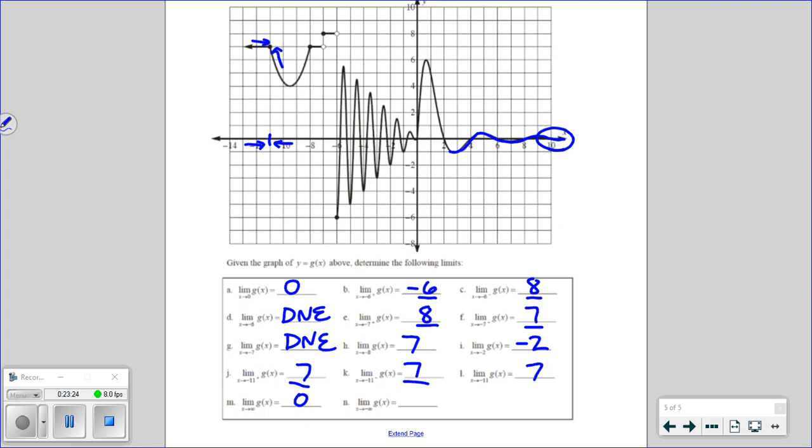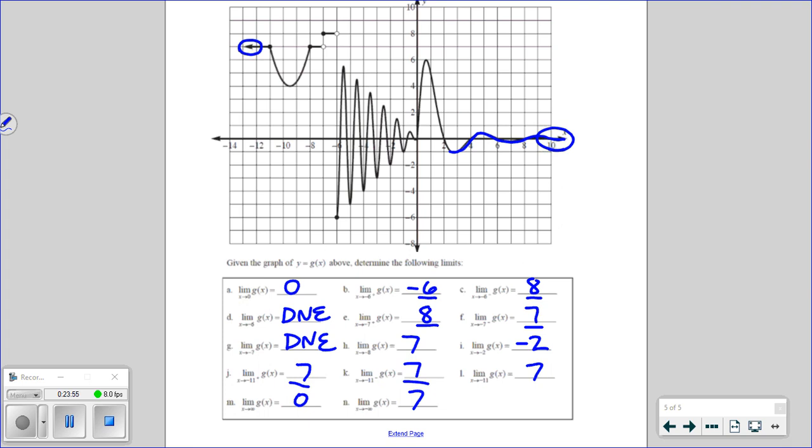And then the last one is the limit as x approaches -infinity. So that would be the left end of the graph. We'd be looking at this arrow. And because the graph is horizontal here, that means your y values are not changing. So as x approaches -infinity, y is approaching 7. Honestly, y equals 7 as x approaches -infinity.